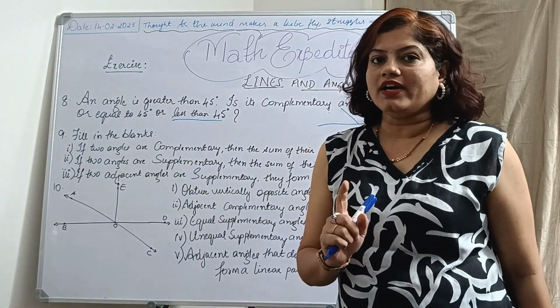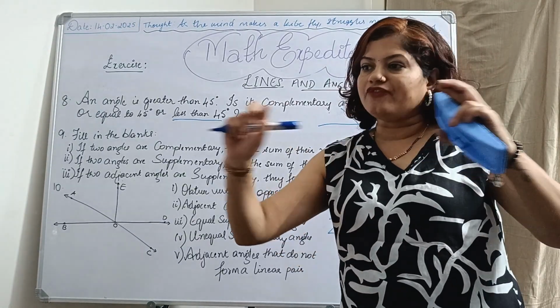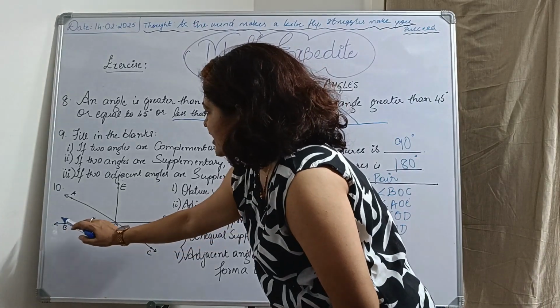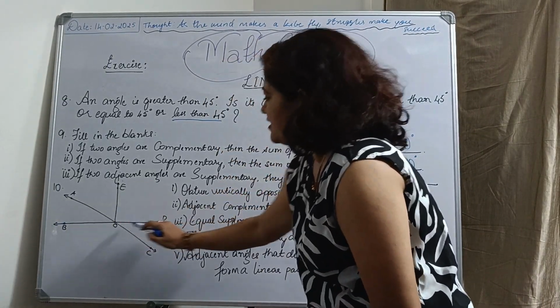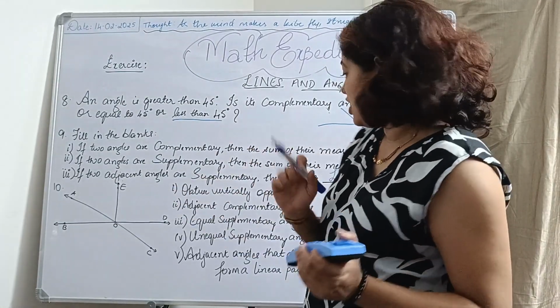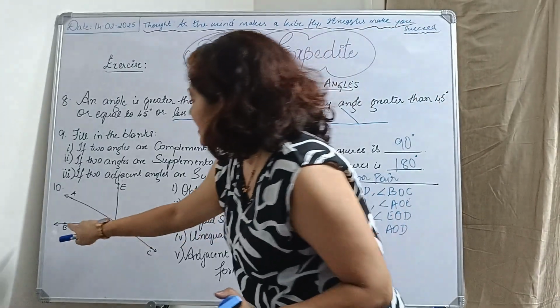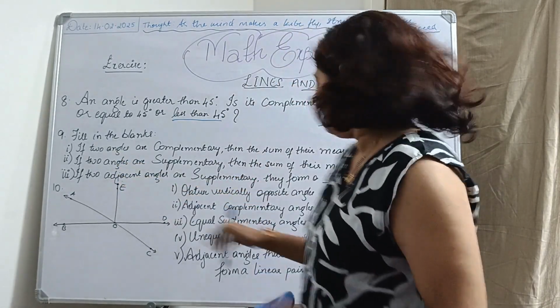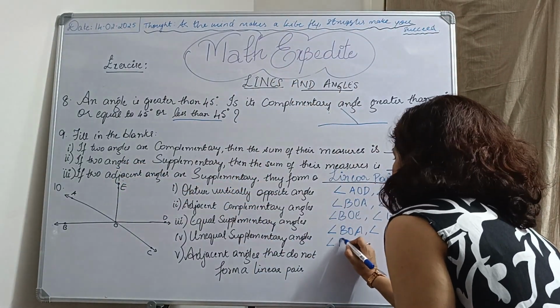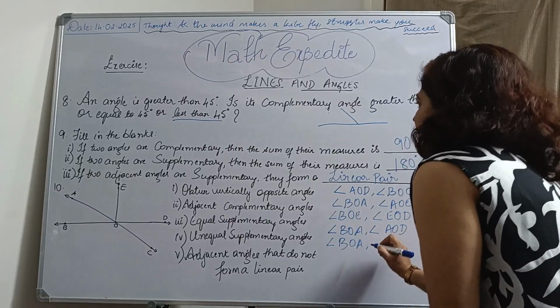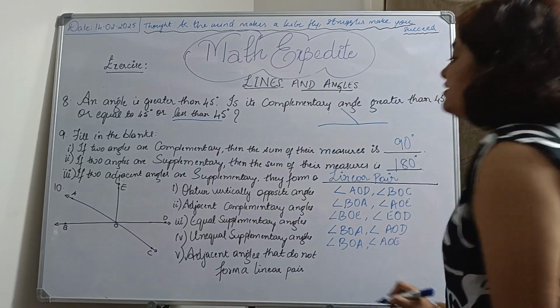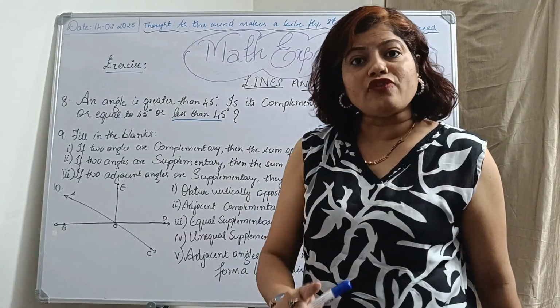Next, adjacent angles that do not form a linear pair. Linear pair is what? Supplementary angles. That is, it do not form straight line. Okay, so let us see here. So if I take this and this, it will form linear pair. So I should not take that. So now I will take BOA and AOE. Okay. Angle BOA and angle AOE. They are adjacent angles that do not form a linear pair.